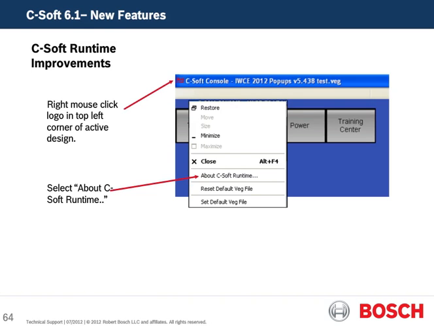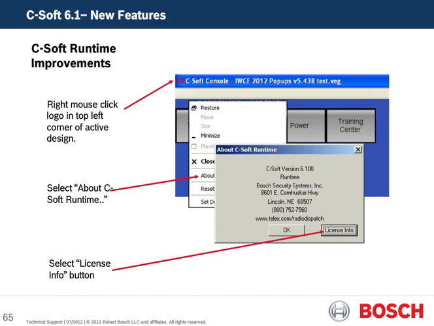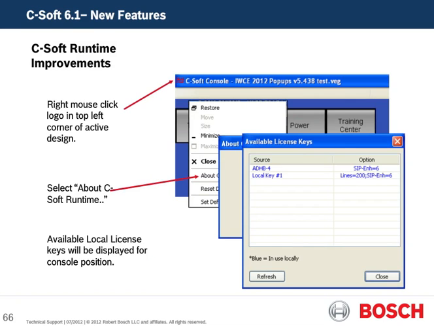Additional features have been added to the About Runtime window. You can also reset and set your default VEG file. In the About CSoft Runtime window is a new icon called License Info. Press this button to view all license keys available to this dispatch position. This position shows both an 80HB4 SIP key and a local CSoft key installed and available for operation. This functionality replaces the key reader application.